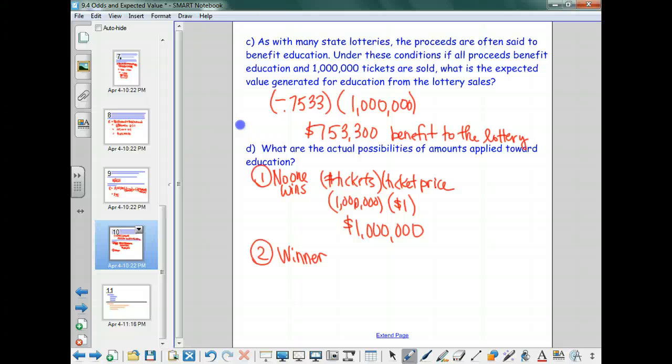Promise it is. All right, so here's the deal. You got a winner, right? So if you have a winner, you still brought in $1 million of income, right? But what happens? You had to give the winner their winnings. So you still raised $1 million. That is, people still paid $1 million to play the game. The problem is that you had to pay out some money. How much was your payout?